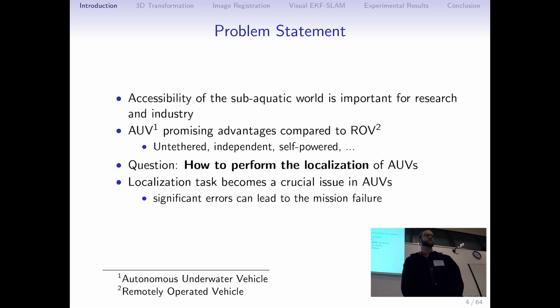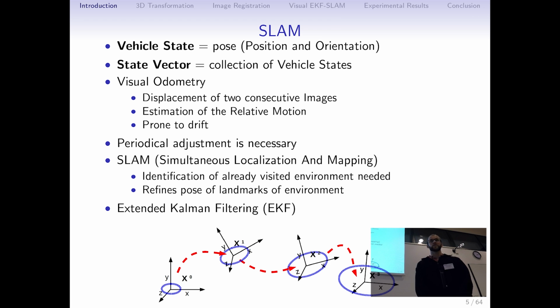But the major question for autonomous vehicles in general is how to perform a precise localization. And this is the major task we are facing with this paper. So, first of all, you have to define the localization of the vehicle. We are doing this with the pose. So the pose consists of the position and the orientation, which is actually the vehicle state.